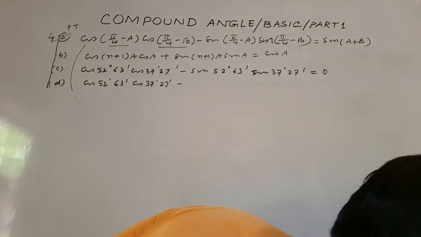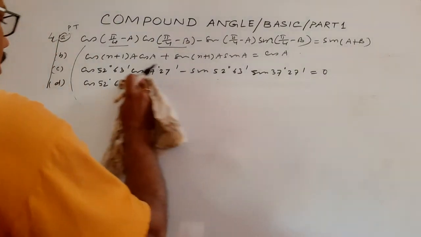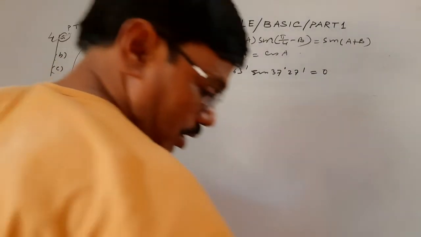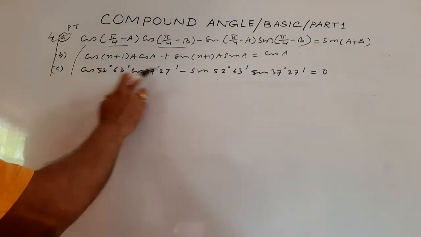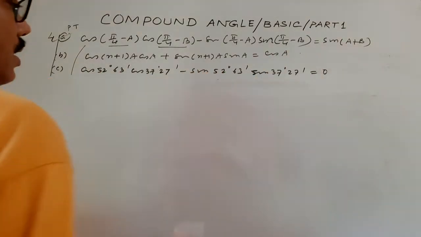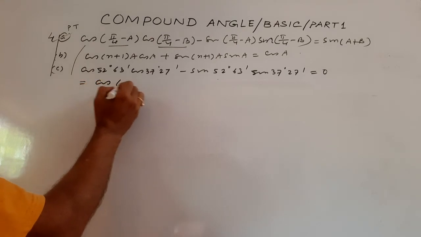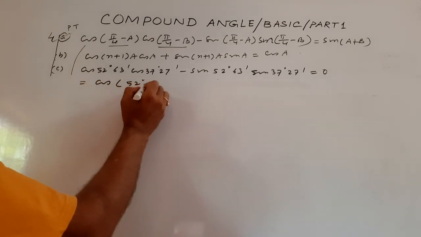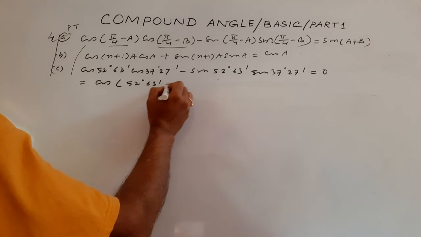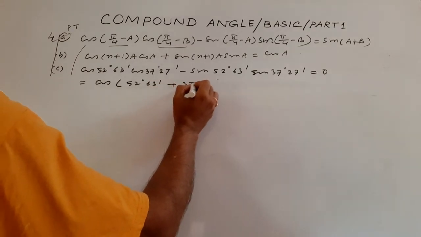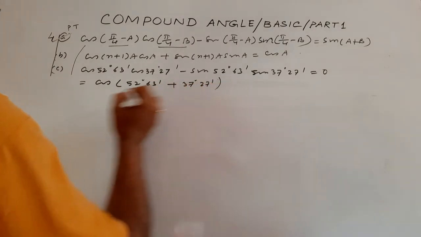So you cancel the D part. So look, cos A cos B minus sin A sin B. So this is cos(A plus B), 52 degree 63 minutes plus 37 degree 27 minutes.